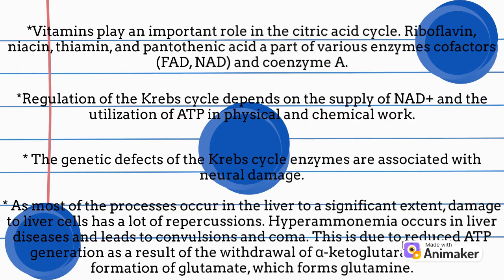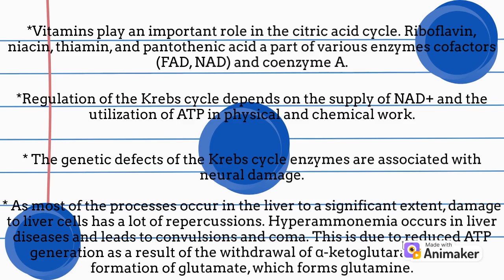Vitamins play an important role in the citric acid cycle. Riboflavin, niacin, thiamine, and pantothenic acid are part of various enzyme cofactors: FAD, NAD, and coenzyme A. Regulation of the Krebs cycle depends on the supply of NAD+ and the utilization of ATP in physical and chemical work. The genetic defects of the Krebs cycle enzymes are associated with neural damage.